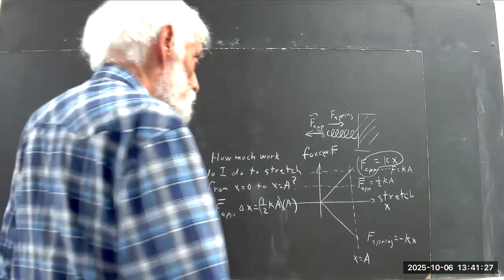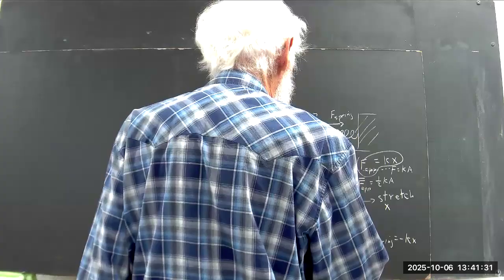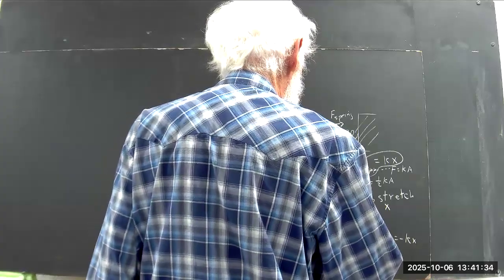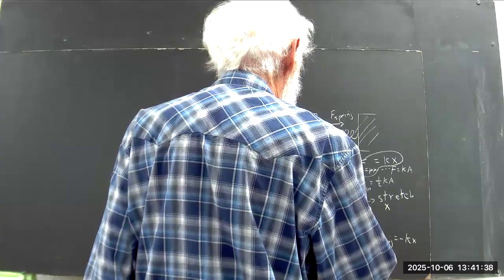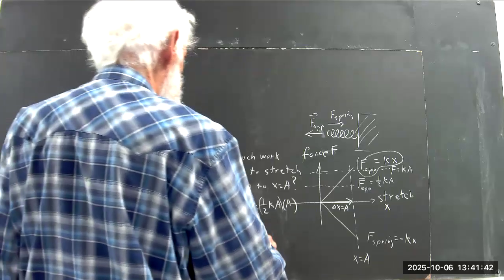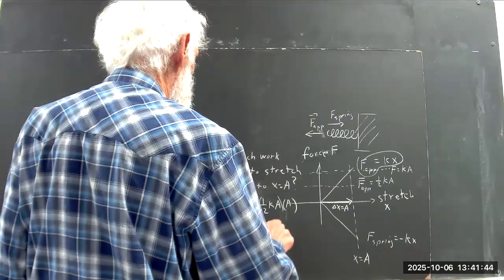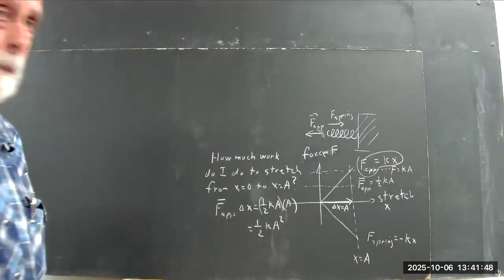So let's be sure we understand that. The work done is the average force times the displacement. And that's 1/2 kA squared.